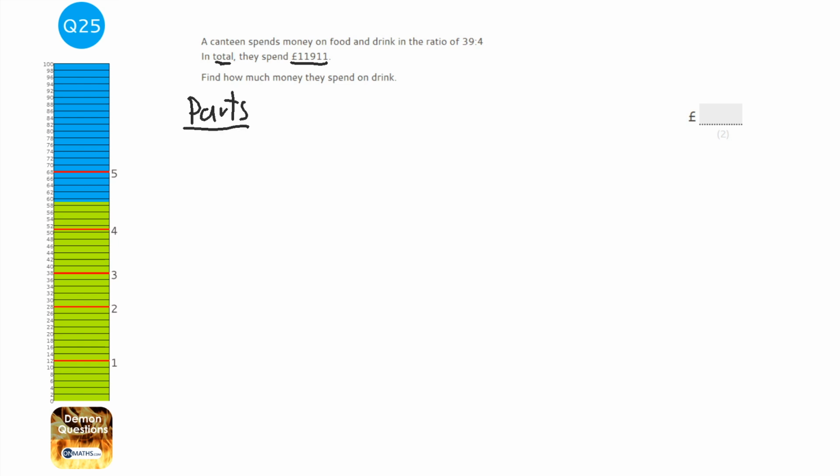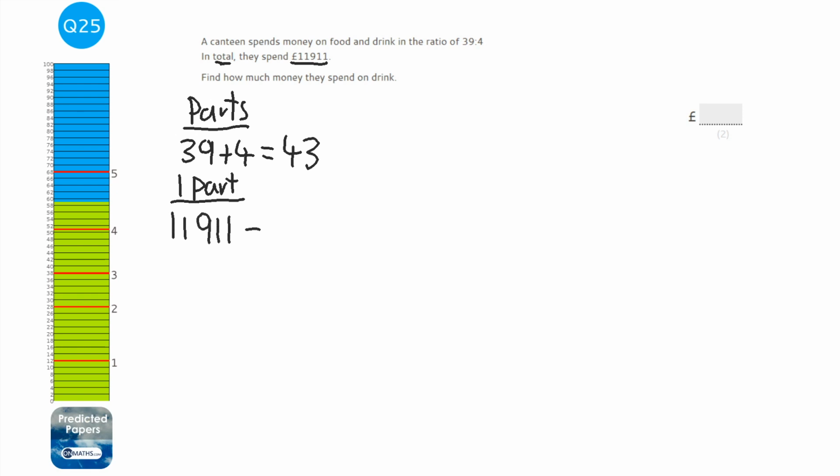So for food it's 39, and for drink it's 4. And this will be a calculator question, so why not use the calculator even though we can do it in our head. 43 parts. So we've got 43 parts. The next stage of this is to work out what one part is worth. Well, you get the amount and you divide it by the number of parts. You're splitting the amount of money between 43 parts.